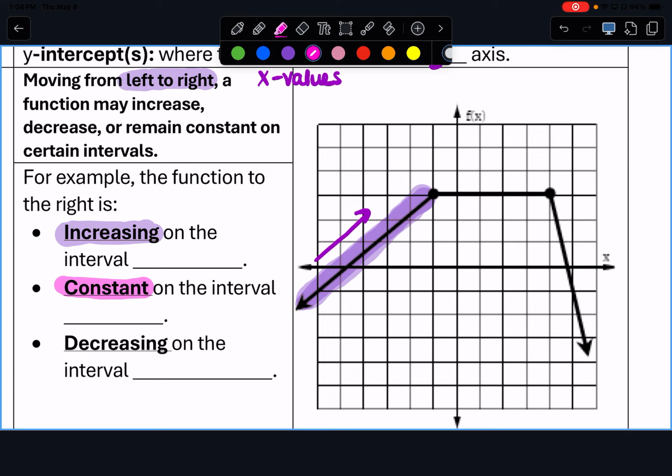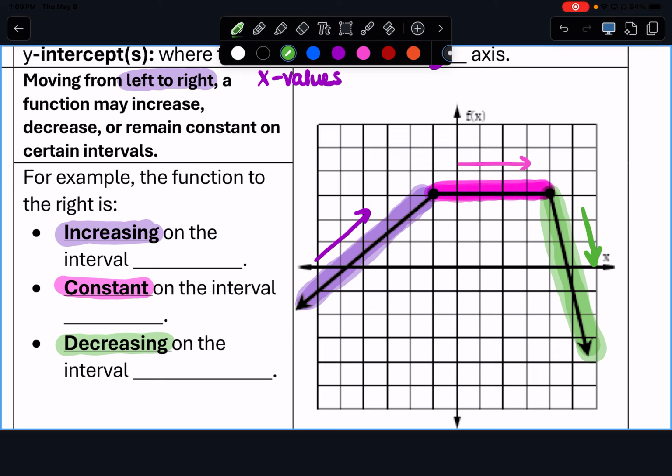Okay? Now, the next section, we're going to switch colors, and we are going to highlight constant. What does the word constant mean? Stays the same. So whenever we look at this flat section right here, that is considered constant. It's not going up or down, it's remaining the same. And then we're going to switch, and we're going to highlight decreasing. What does decreasing mean? And as we draw this line, what are we doing? Going down. Okay, so that is the difference between increasing, constant, and decreasing.